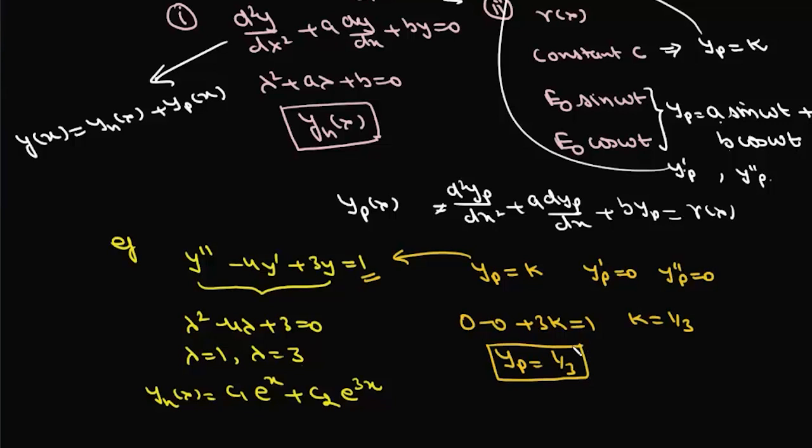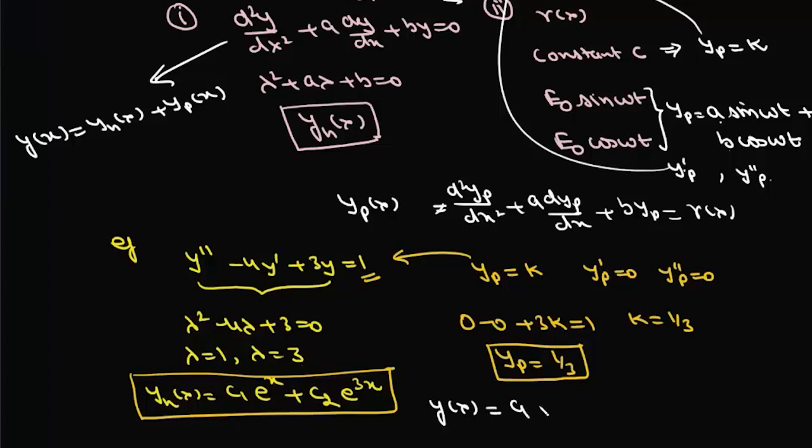And once we have yp and yh, we can write the solution to this differential equation. So the solution y(x) will be given by C1 e to the power x plus C2 e to the power 3x plus 1 by 3. So this is how we solve a non-homogeneous second order linear differential equation with constant coefficients. Now we'll come to solving RLC circuits.